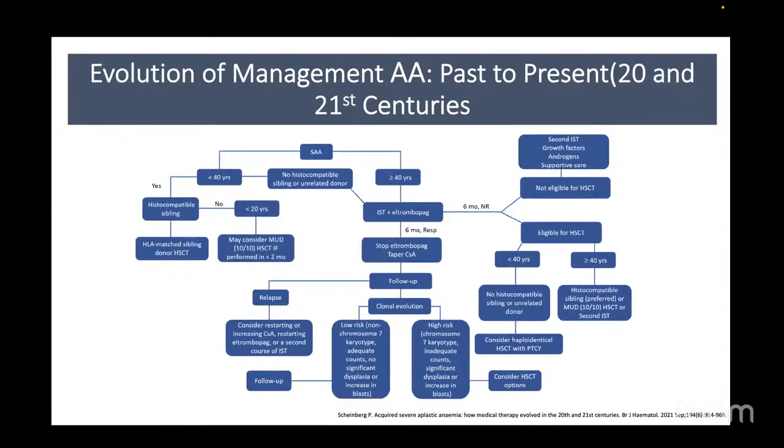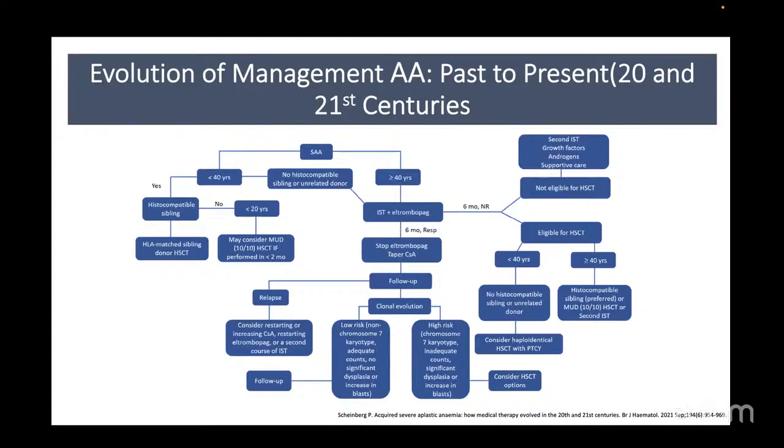Okay. So, how we have come to today, aplastic anemia management from the 20th to 21st centuries. Initially, for those less than 40 years, we had to look for a histocompatible sibling. If it was not available, then we would be stuck with only the option of immunosuppressive therapies. But right now, because of the evolving horizon, we can offer the options of matched unrelated transplants and haplotransplant for the same patient, which was a very difficult thing to plan in the late 20th century.